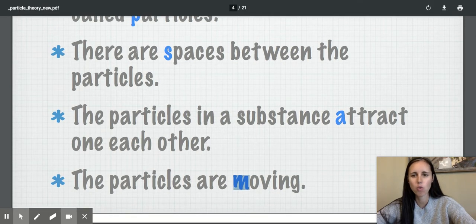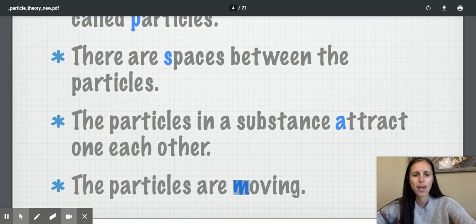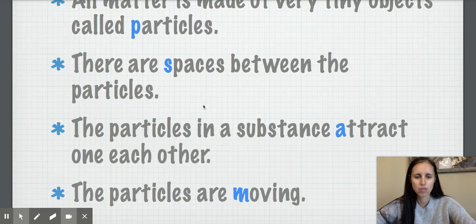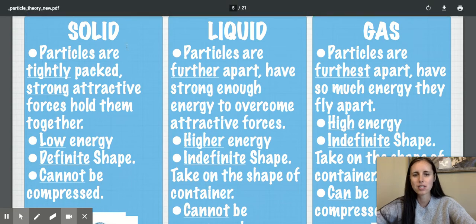So these are the 4 points of particle theory. P, meaning that everything is made of particles. S, meaning there's spaces between those particles. A, meaning that those particles are attracted to one another. And M, meaning that those particles are moving. So based on these 4 points, we actually see 3 different states of matter. We see solid, liquid, and gas.